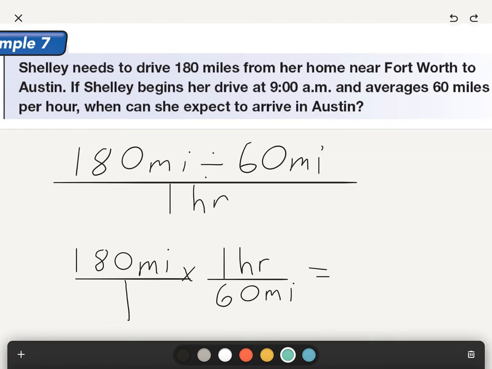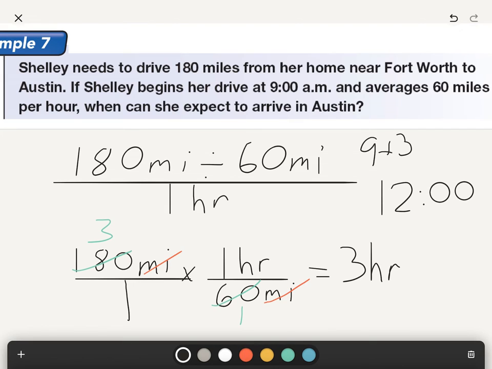But once again, so cross cancel this, then cross cancel this. And essentially the only thing I'm left with is 3 times 1, which is 3, and the only unit I'm left with is the hours. Okay, so then now I can say 9 a.m. plus 3 hours will get me 12 o'clock.